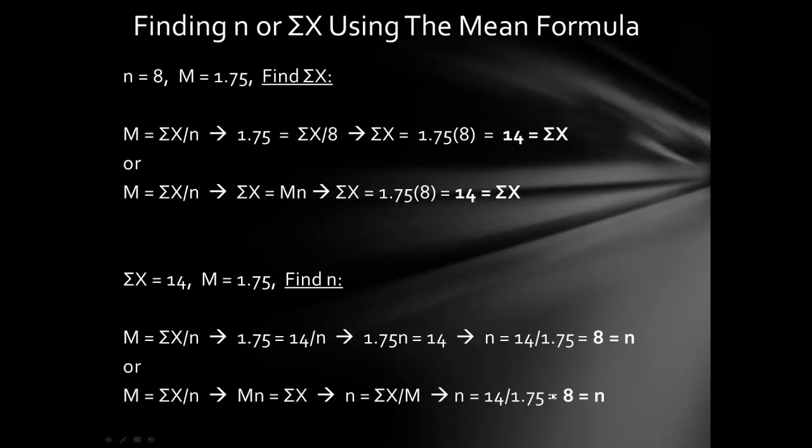Just like before, there's a nice handy formula that you can use where we start with the mean formula and then we isolate n by itself. So we multiply both sides by n, like we did up here, to get mn equals sum of x. But that's not enough because we're trying to find n with this formula. So we want to isolate n. To isolate n, we divide both sides by the mean. We end up with n equals the sum of x divided by the mean. And you'll see that you plug those numbers in and you get the same exact answer as before.